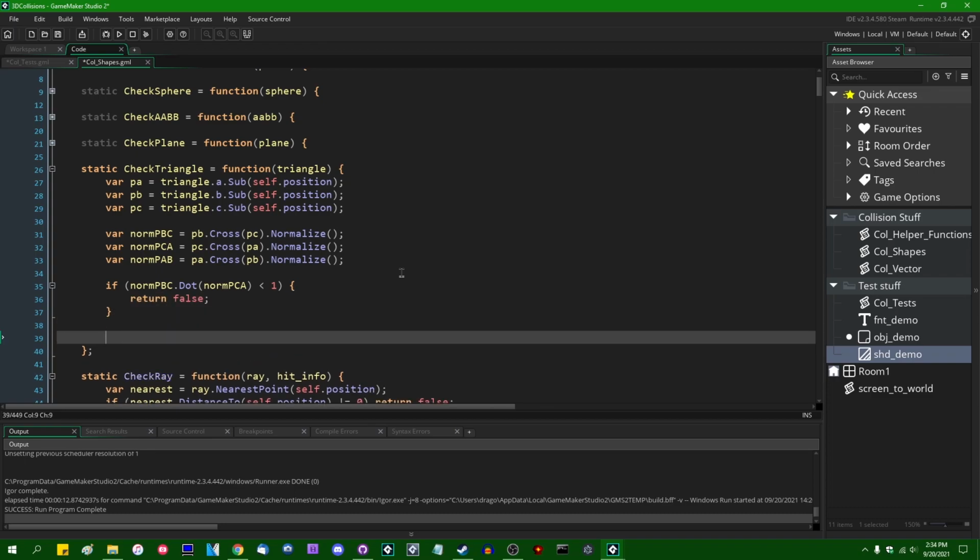Next, we have another side. So if normPBC dot normPAB, was it? Yeah. Why is that not highlighting? There it goes.